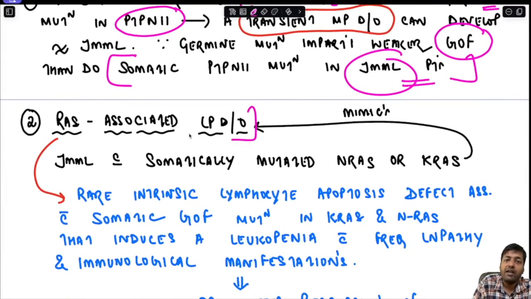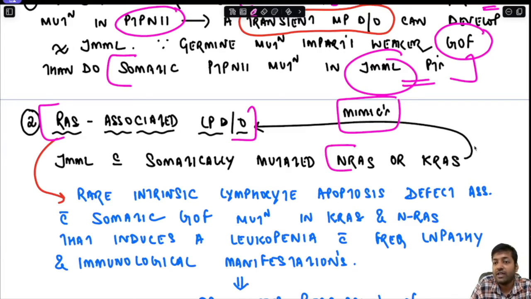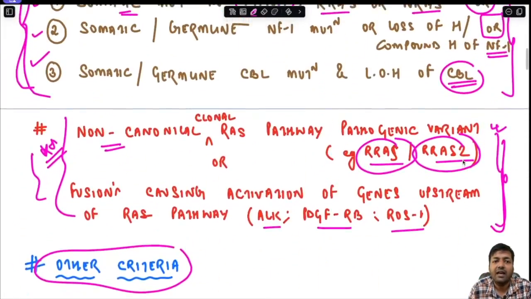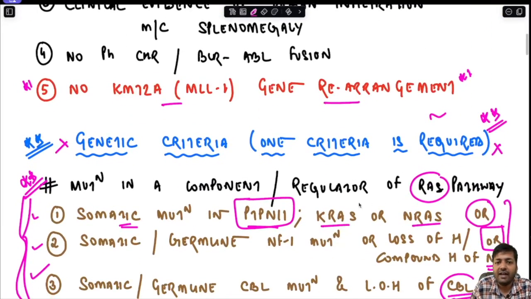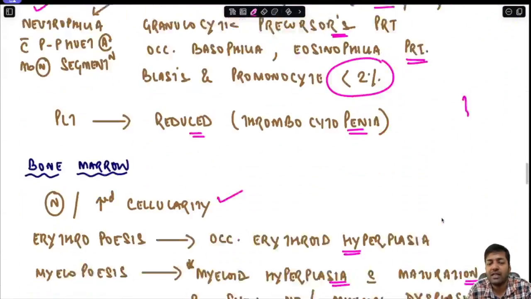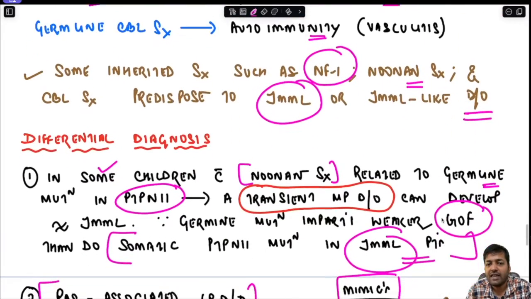Now the second important differential diagnosis is RAS associated lymphoproliferative disorder. Remember, this closely mimics those cases of JMML which have somatically mutated NRAS or KRAS mutation. Again the same thing, if you see the genetic criteria, somatic mutation in KRAS and NRAS. If there is germline mutation in KRAS or NRAS, they can again mimic another condition, that is RASopathy associated lymphoproliferative disorder. So what is that? Let us see.